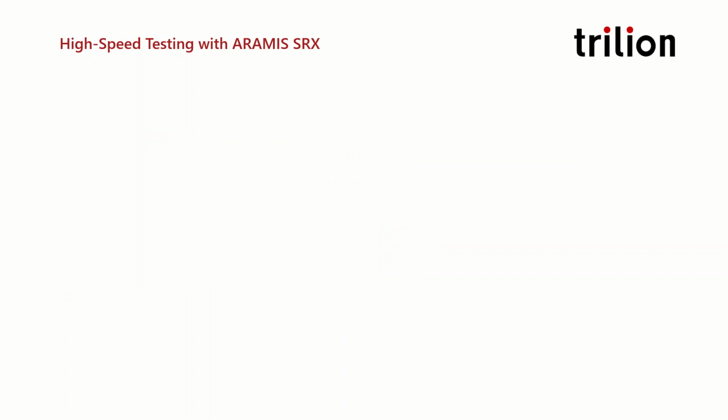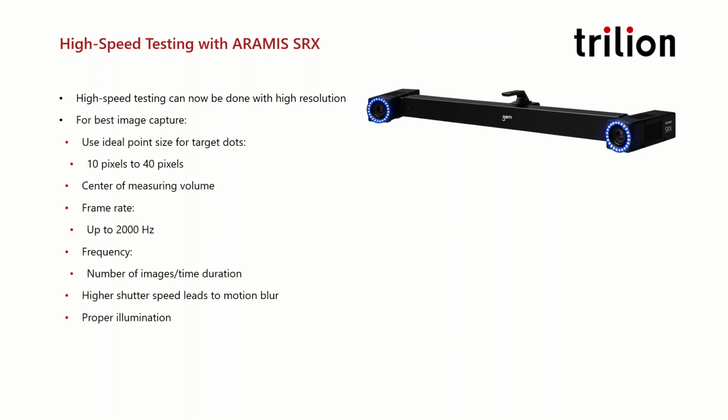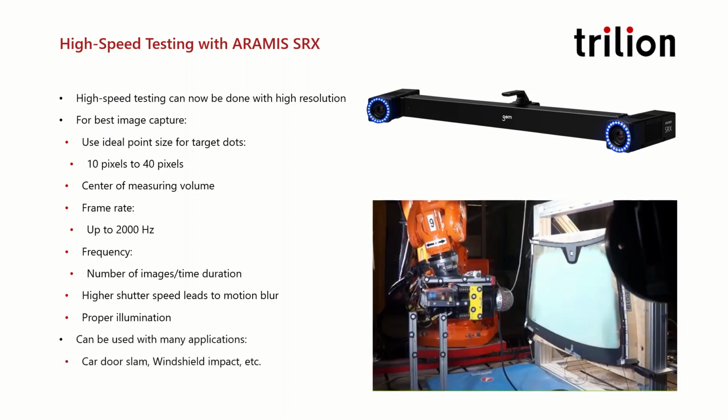If you're interested in learning more about high-speed testing, this webinar is especially made for you. ARAMIS SRX allows you to capture high-speed data with high resolution. This webinar goes through some of the important aspects to consider when conducting high-speed testing with ARAMIS SRX, such as discussing the ideal size per pixel, placing your test specimen in the center of the measuring volume, how to calculate your needed frame rate, frequency, and shutter time, as well as discussing the proper illumination for your tests. This webinar also included some interesting testing examples, including an automobile door slam test and a head impact test on an automobile windshield.